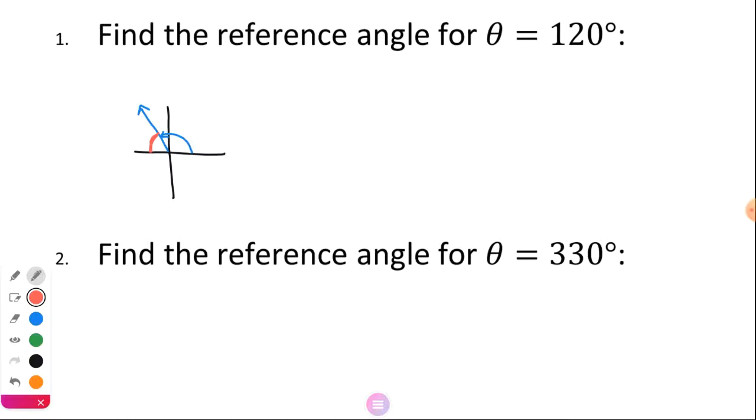And so to find that, we are going to take 180 and subtract off the angle that we have. So 180 is this complete arch. We're taking off this piece of the arch to find out what is left. Okay, so we have 180 minus the angle that we're given, which is 120. So our reference angle is going to be 60 degrees.